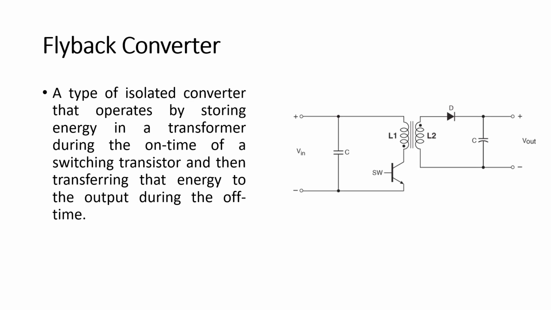And then the flyback converter. It's an isolated converter that operates by storing energy in a transformer during the on time of a switching transistor and then transferring the energy to the output during the off time. Here is the basic circuit diagram of this flyback converter. Here the transformer is a flyback transformer, which isolates the load side and input side.